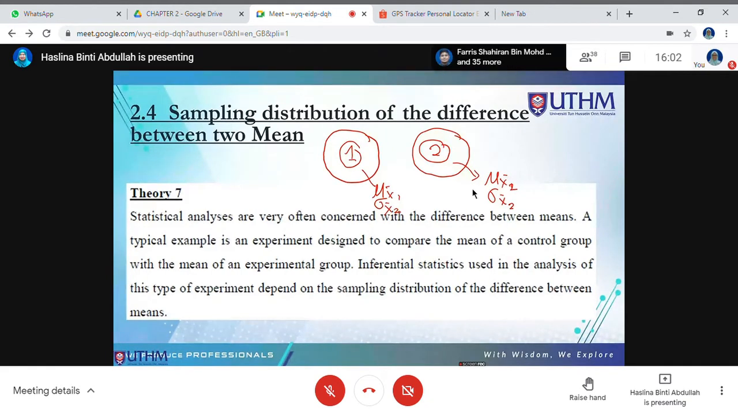And then we need to find the probability between these two samples. For example, x bar, the sample mean for sample 1, is larger than x bar for sample 2, or x bar 1 minus x bar 2 is larger than 2. These are examples for the sampling distribution for the difference between two means.